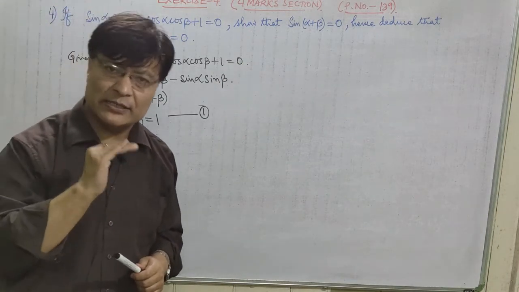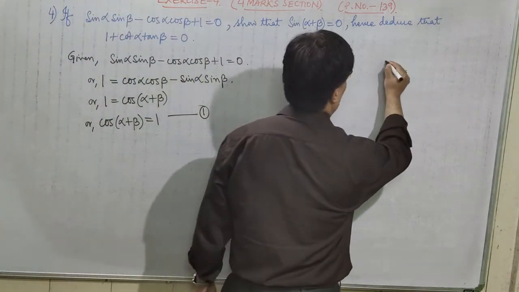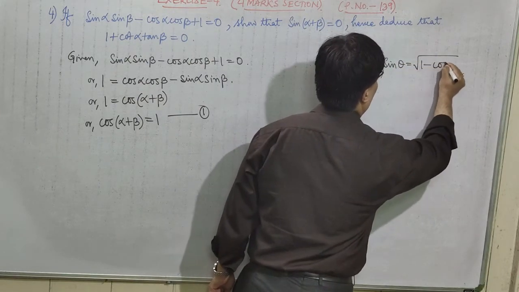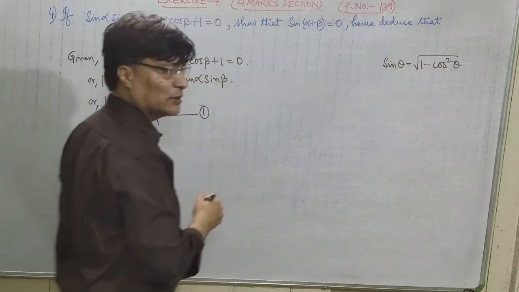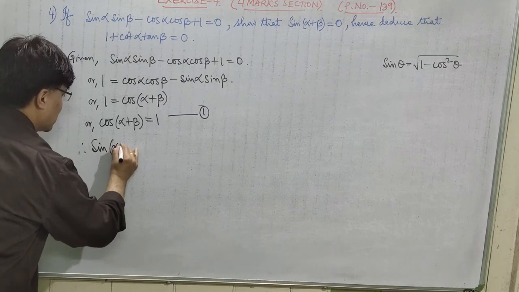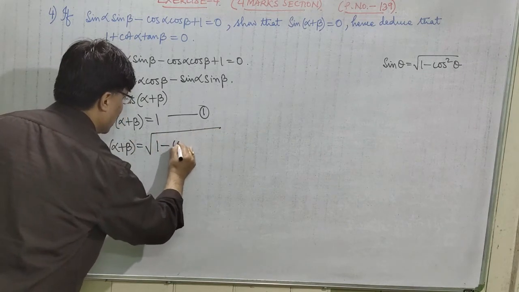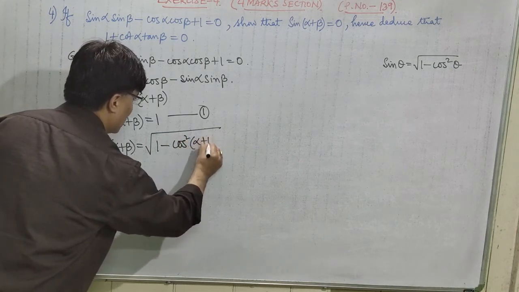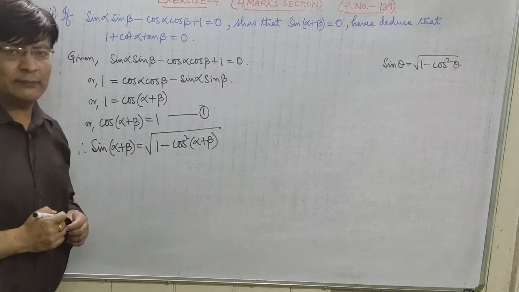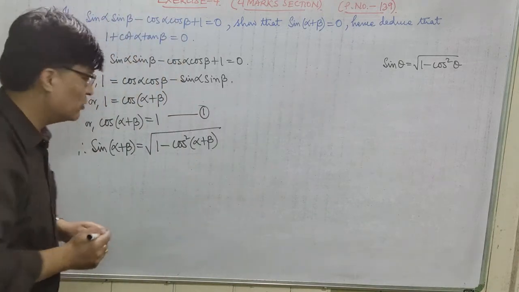But you can write sin of alpha plus beta in terms of cos, isn't it? You know this formula, that is sin theta is equal to root over 1 minus cos square theta. So similarly, what is the formula for sin of alpha plus beta in terms of cos? It is root over 1 minus cos square of alpha plus beta. You know this formula, isn't it? So using this formula, you can prove that sin of alpha plus beta is equal to 0.